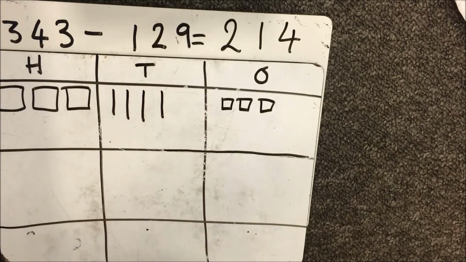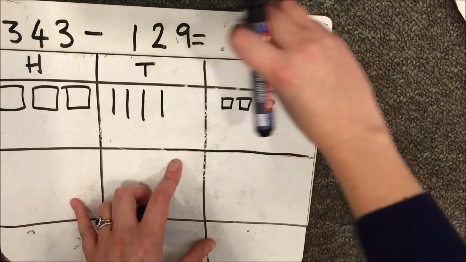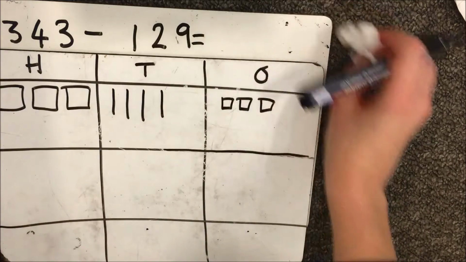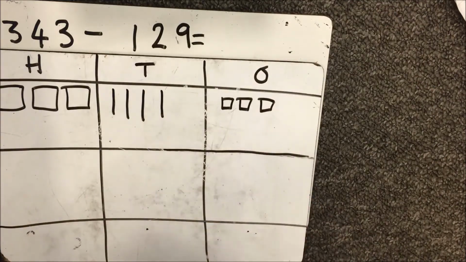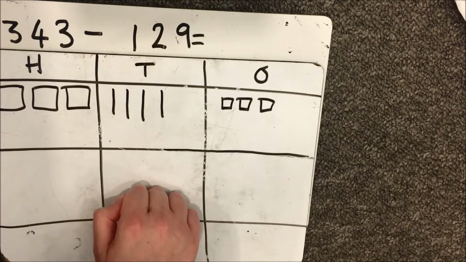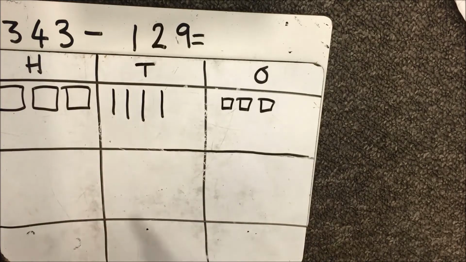Now, to take away 129, I've got the same problem. I can't take away the 9, so they still have to knock on the 10's door. Ready? Please, can I borrow a 10? And the 10 says, okay. Are we going to cross it out? When we cross it out, what does that mean? It means we're taking away. We're not taking it away.